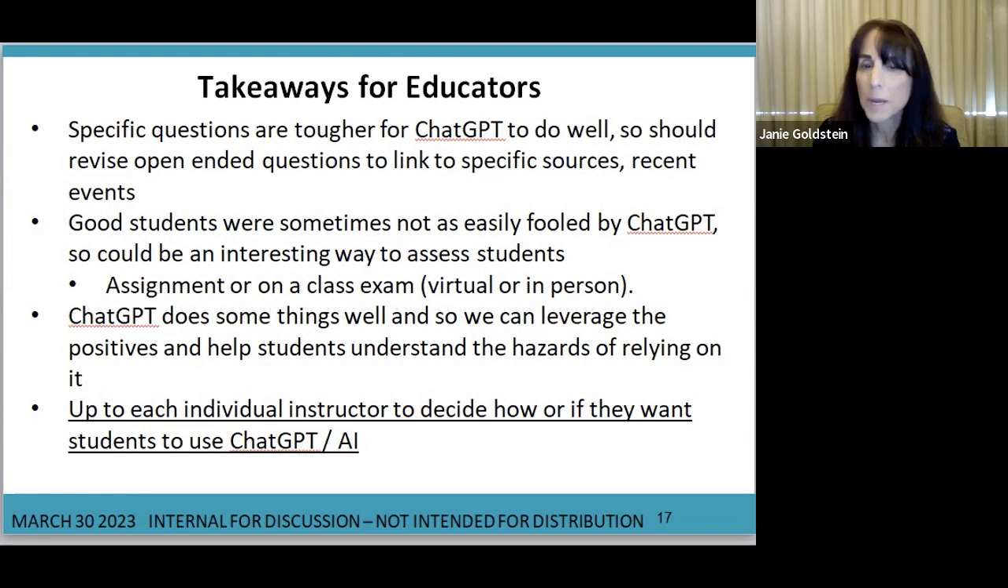And so it really could be an interesting way to assess students. This could be done via an assignment or on a class exam. It could be done virtually. It could be done in person. It also made me realize that ChatGPT does do some things really well, but we really need to help our students understand the hazards of relying on it. And I know that the message at TMU is that it's up to each individual instructor to decide how or if we want students to use ChatGPT.